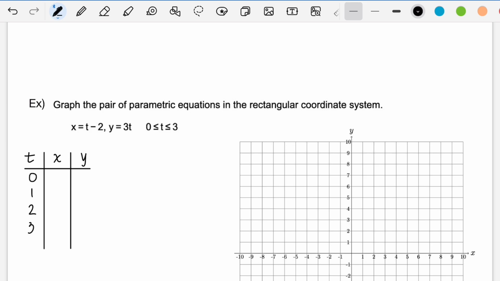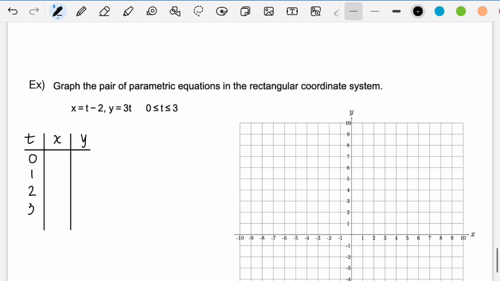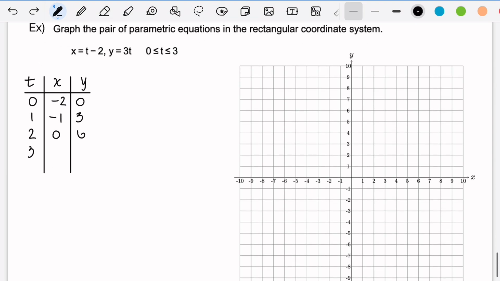What we'll do is just plug them into both of our equations and see what we get for x and y. So plugging 0 in for t for x here, we'll get 0 minus 2, so we'll get negative 2 here. Plugging 0 in for t for y is equal to 3t, we'll get 0. Similarly, setting t equal to 1 here, we'll get negative 1 for x, 3 for y, and then so on. So we'll get 0 and 6, and 1 and 9 for t is equal to 3.